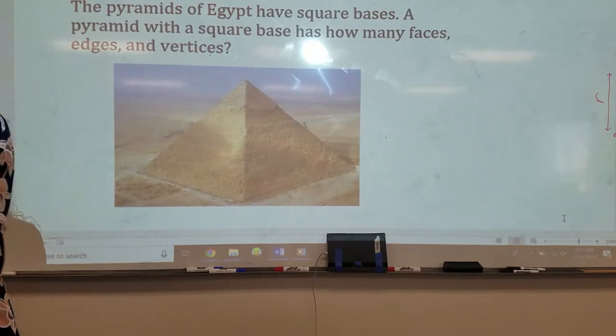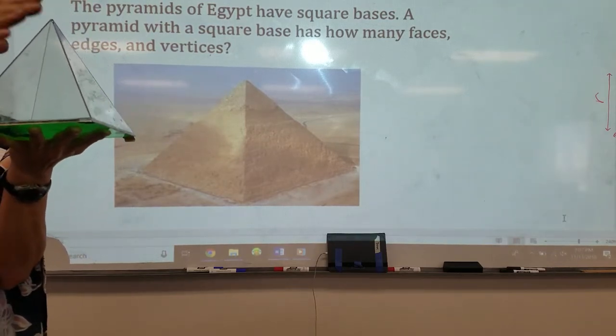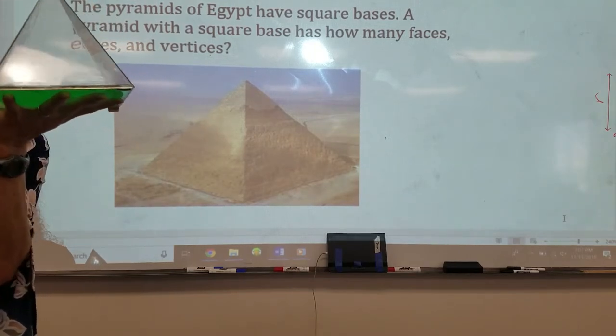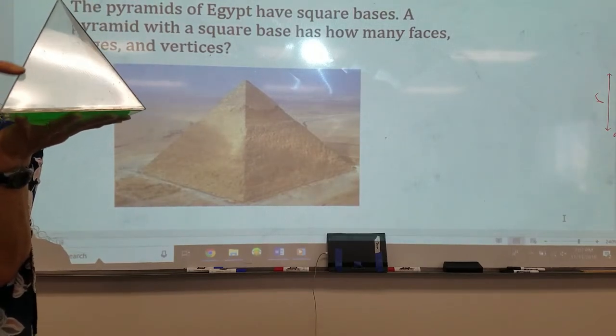A face. Even though it's the bottom of it, it's still a face. All right, so I'd have 1, 2, 3, 4, 5 faces. Now, an edge is where two faces meet. So these two faces meet on this edge. Think of the edge as like a line. This is called an edge.